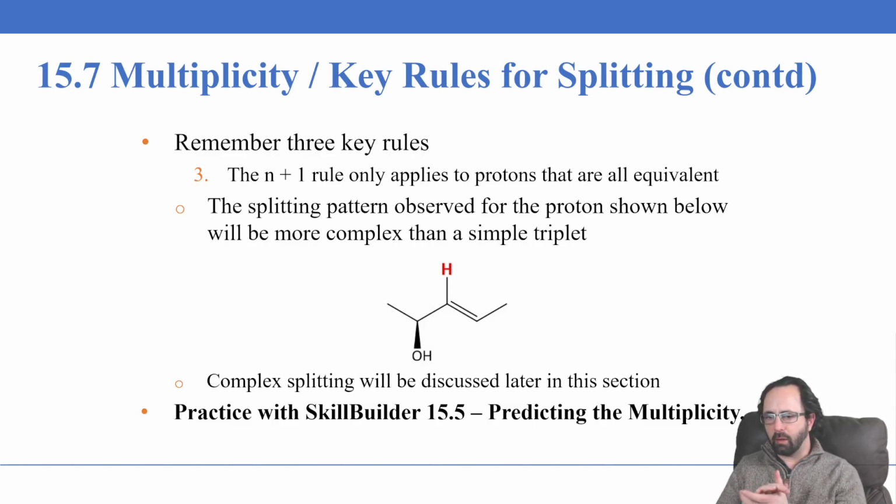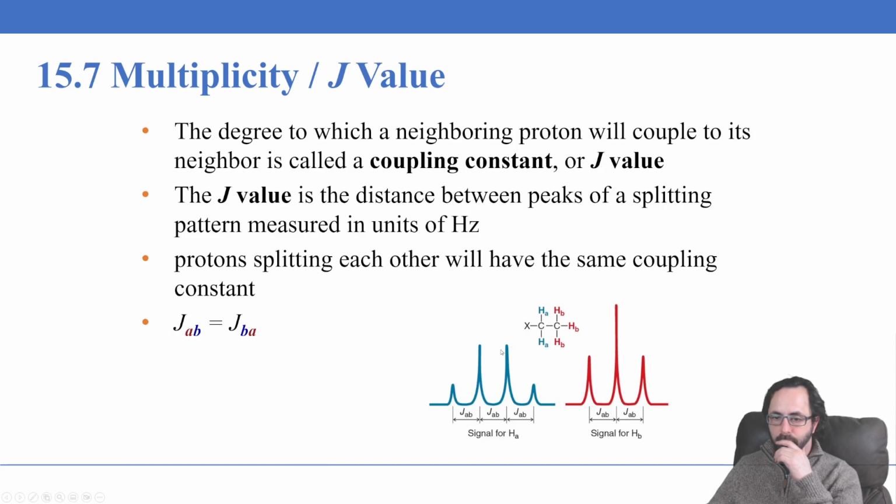So the splitting pattern observed below here will be more complex than a simple triplet. The reason is that this OH group is on a chiral carbon, and also we have a double bond here. So we have a lot of stereochemistry here that's going to make each of these protons that are not on a methyl group not be chemically equivalent with one another.